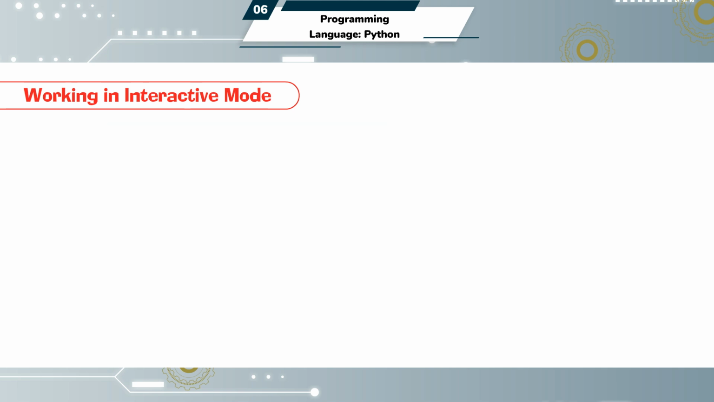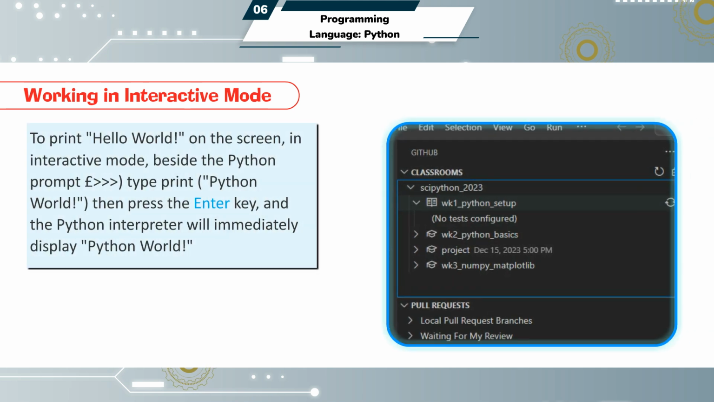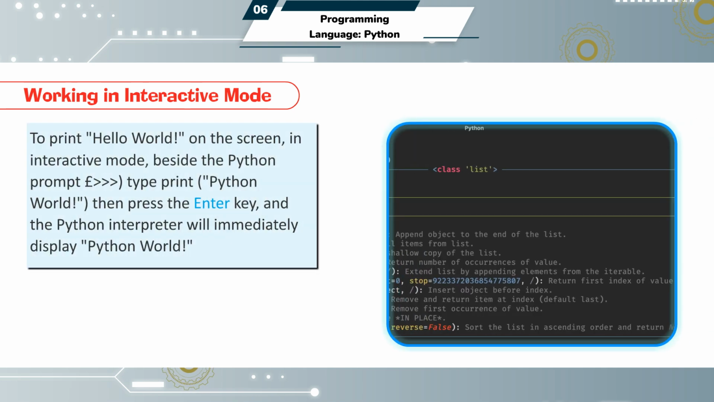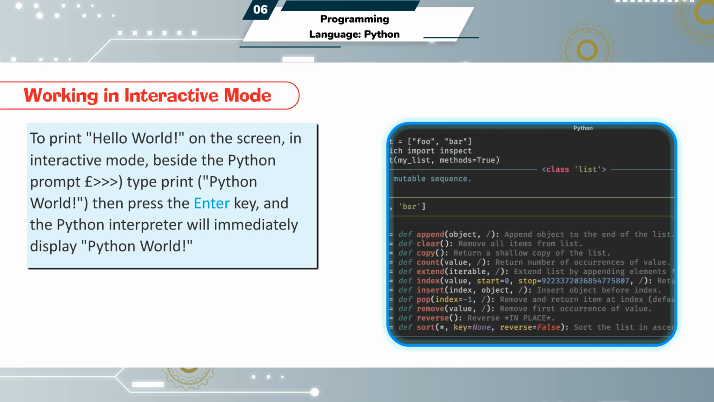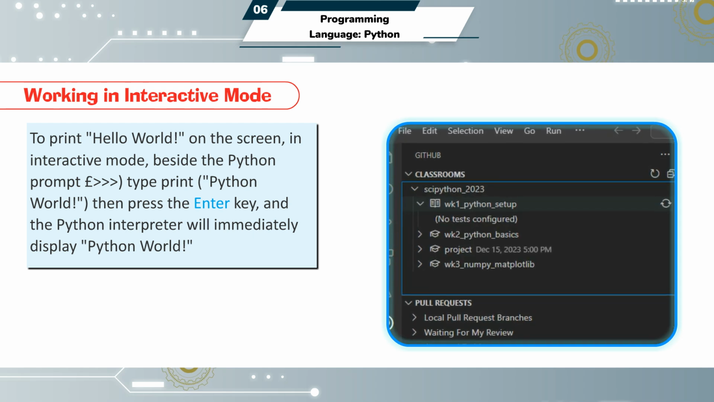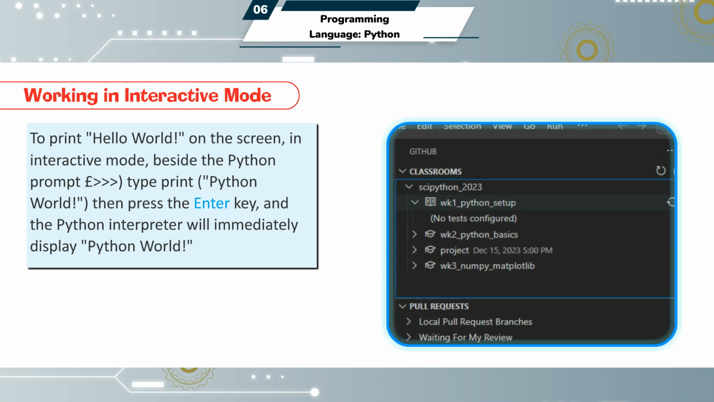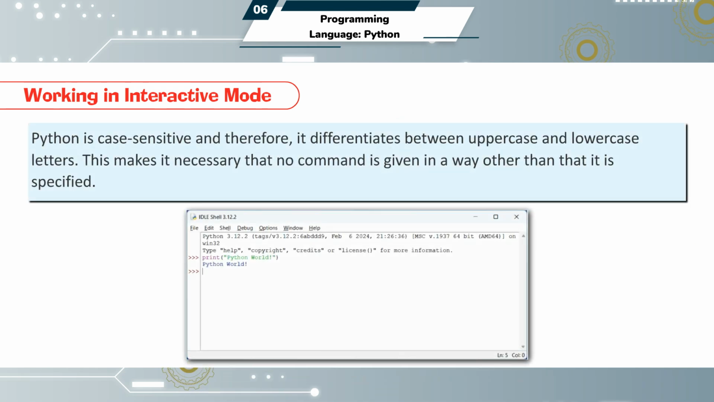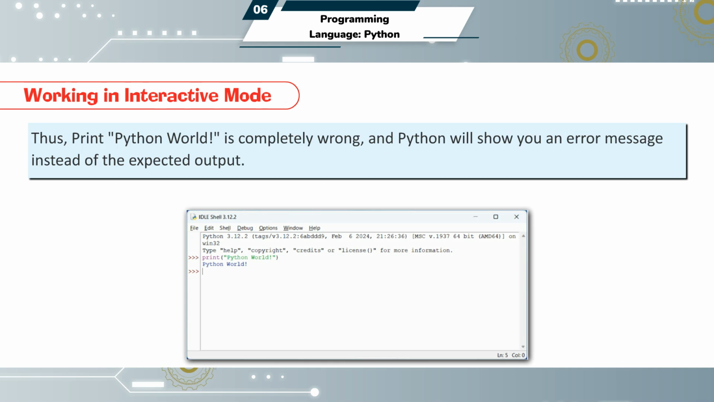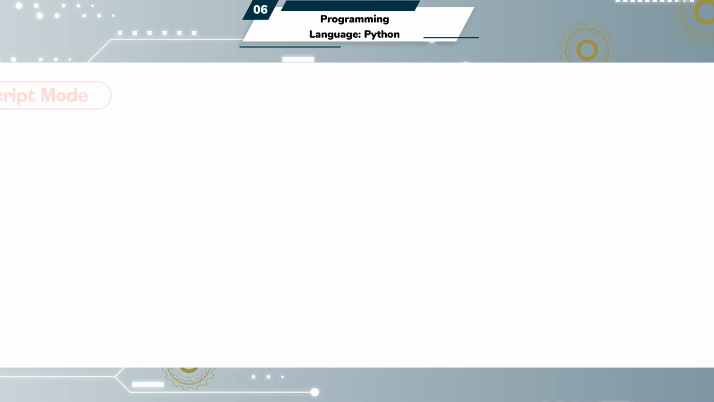Working in interactive mode. To print Hello World on the screen, in interactive mode, beside the Python prompt, type print Python world, then press the Enter key and the Python interpreter will immediately display Python world. Python is case sensitive and therefore it differentiates between uppercase and lowercase letters. This makes it necessary that no command is given in a way other than that it is specified. Thus, Print Python world is completely wrong and Python will show you an error message instead of the expected output.